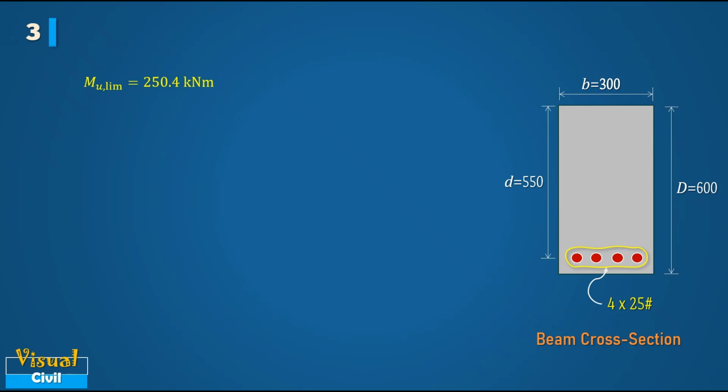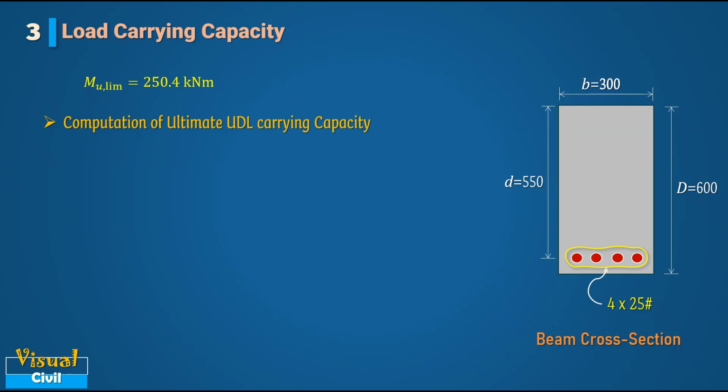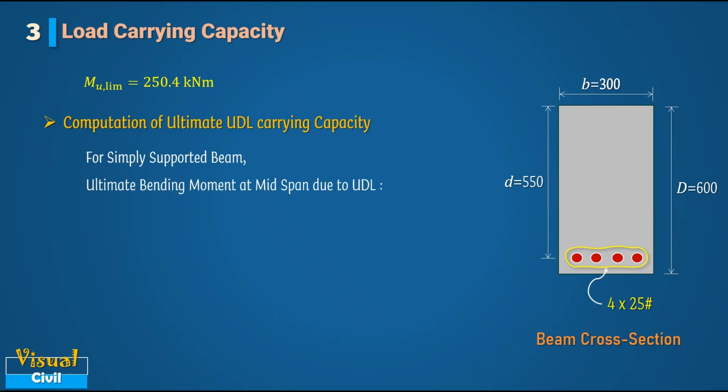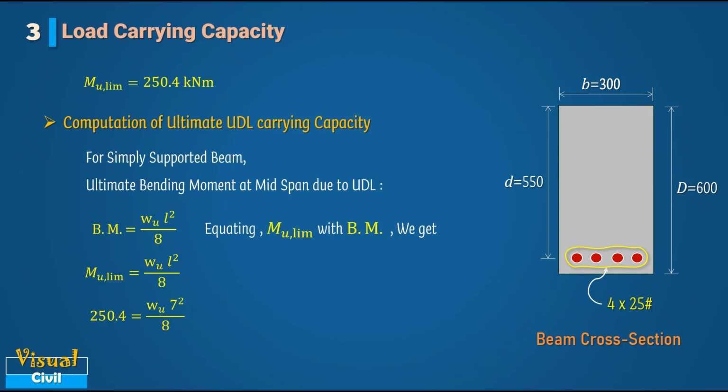In next step, we determine the load carrying capacity using the calculated moment of resistance. For a simply supported beam under a uniformly distributed load, the maximum bending moment at midspan is given by the formula WL square by 8. To find the ultimate uniformly distributed load capacity, we equate this bending moment with the moment of resistance we just computed. By substituting the span length and the moment of resistance value, we arrive at the ultimate load carrying capacity equal to 40.88 kN per meter.